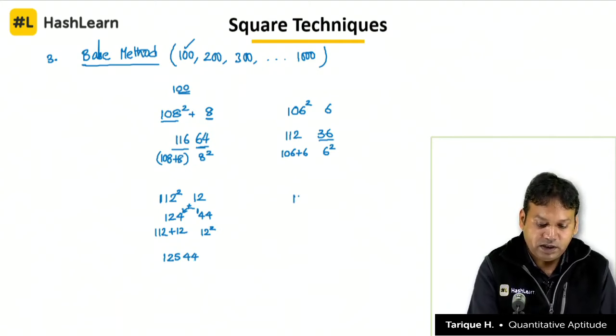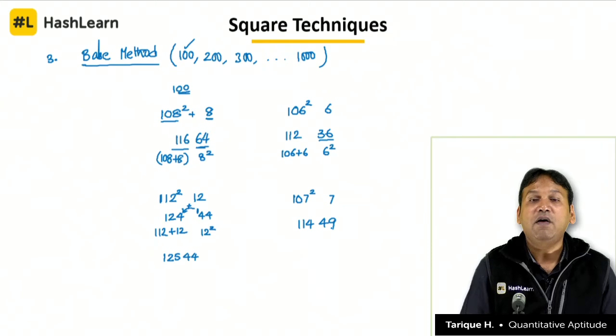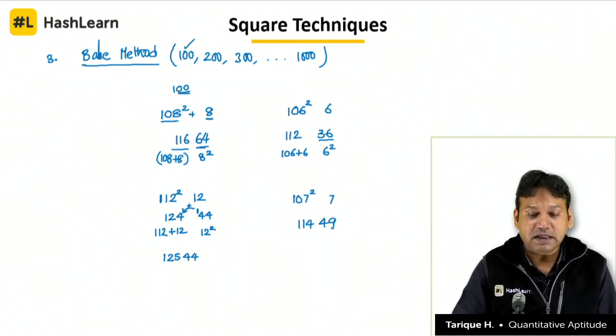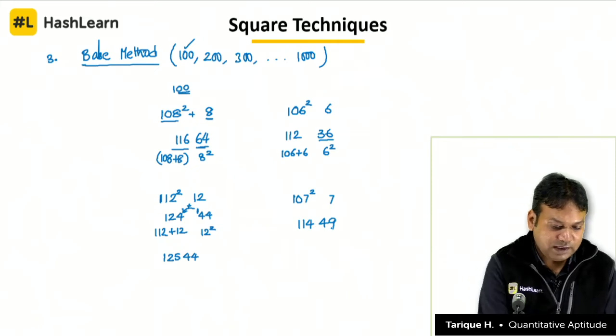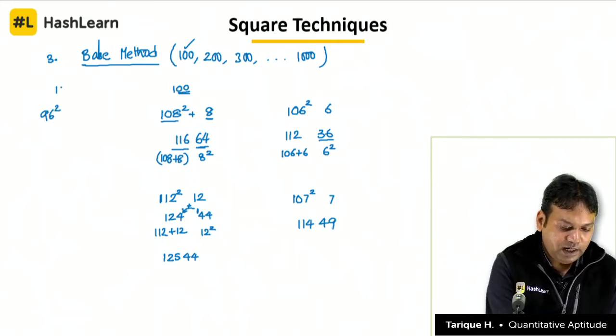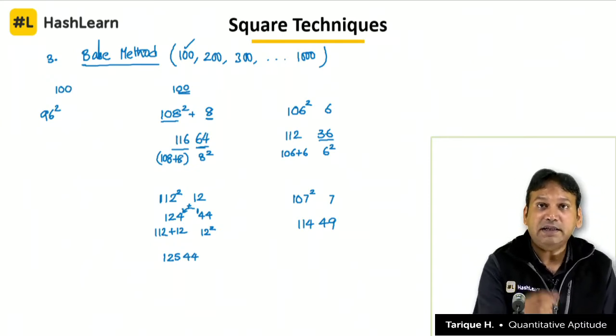Let us say for example 107 square, so 107 plus 7 is 114, and 7 square is 49, so what is your answer? 11449. Now we can use this technique for numbers less than 100 also. Let us say for example I am finding out what is 96 square. Our base is still 100 because the number is close to 100.